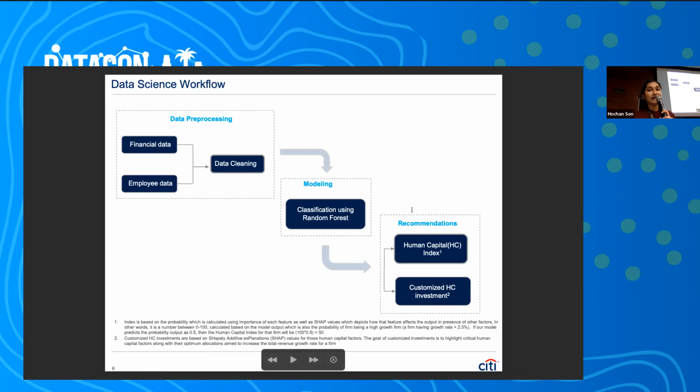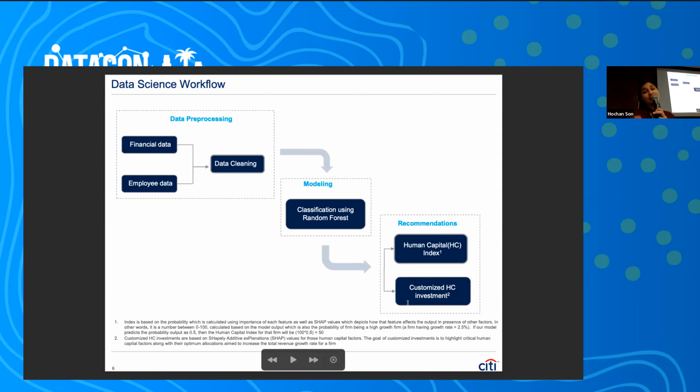The last part is the recommendation, where there are two primary goals. The first is to create an index, which we call the human capital index. It not only summarizes companies' human capital but also links it to financial performance, so there is an incentive for organizations to use this index. It is also helpful for employees, who should know what skills they should be looking for, and it creates a more transparent market.